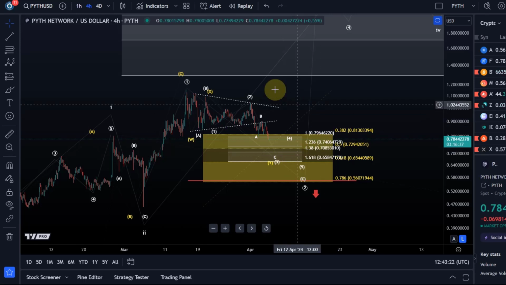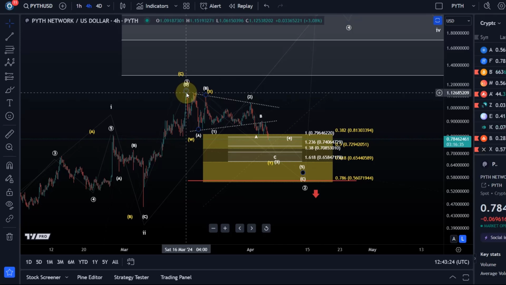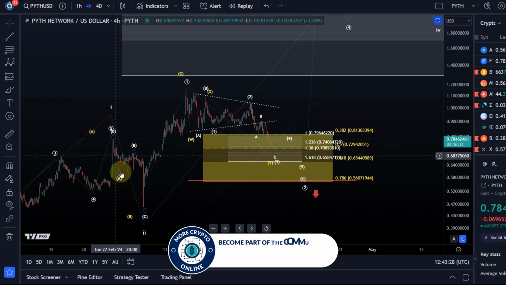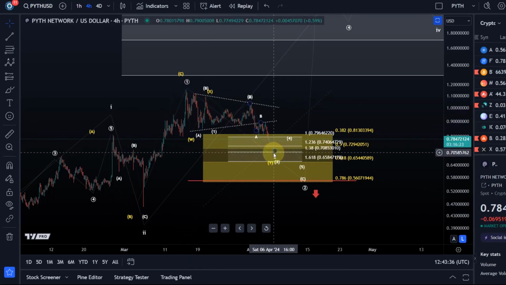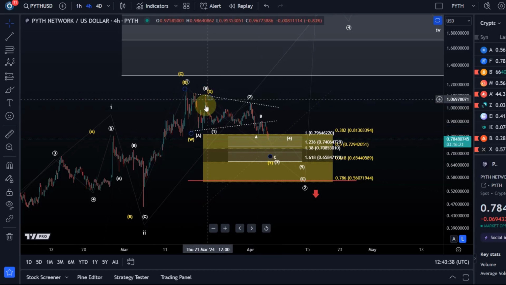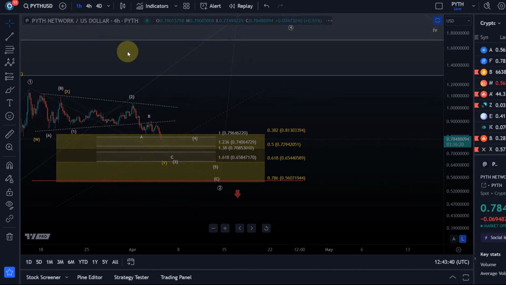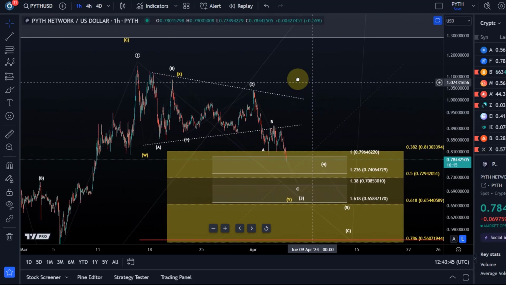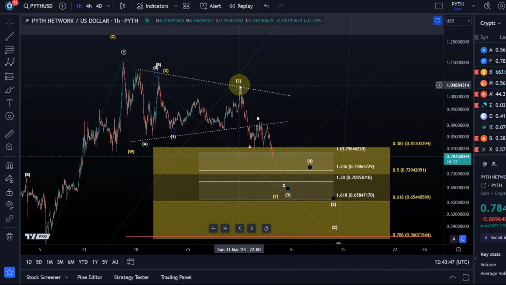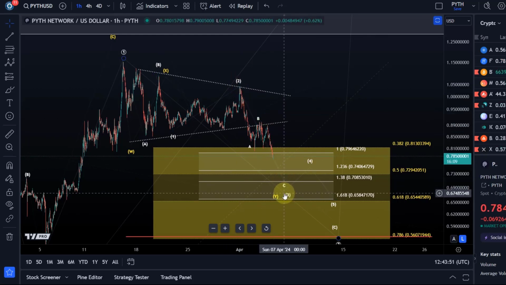I'm counting the move here, which topped around the 16th of March, as a wave 1. We had a larger 1-2 setup, and this could be another 1-2 setup. And the wave 2 might now be unfolding. This wave 2 is currently in the mid to late stages maybe. If I zoom in and go to the 1 hour chart, you see that in more detail. We already completed waves 1 and 2, and we could now indeed be in the third wave to the downside.